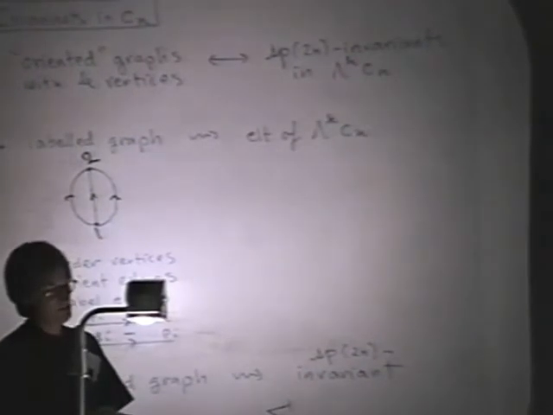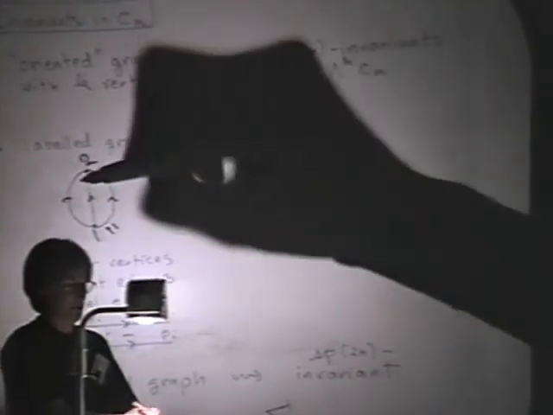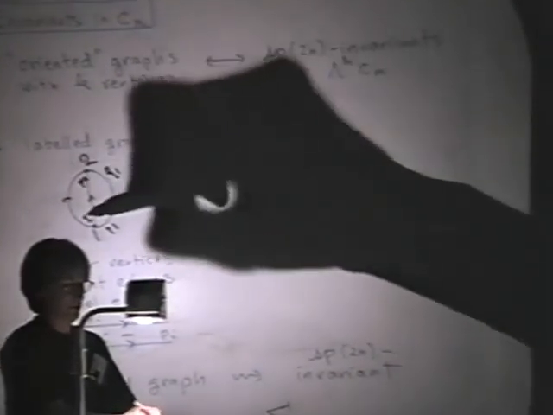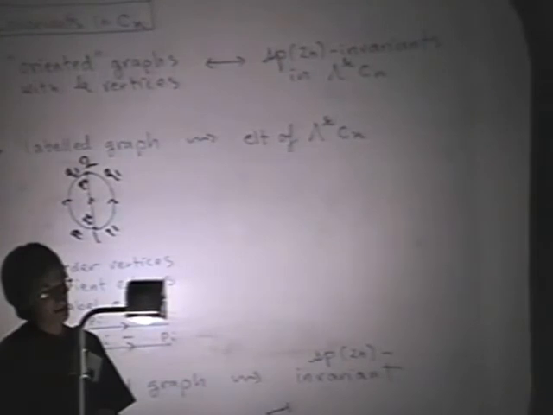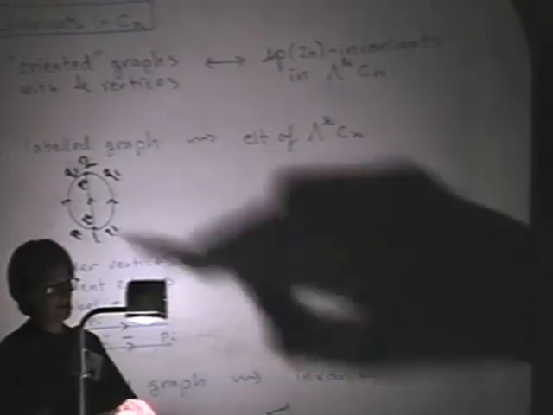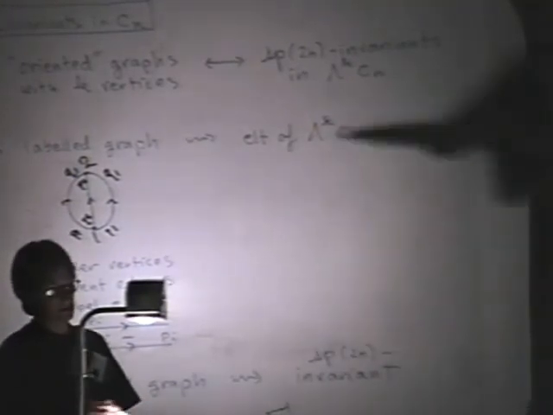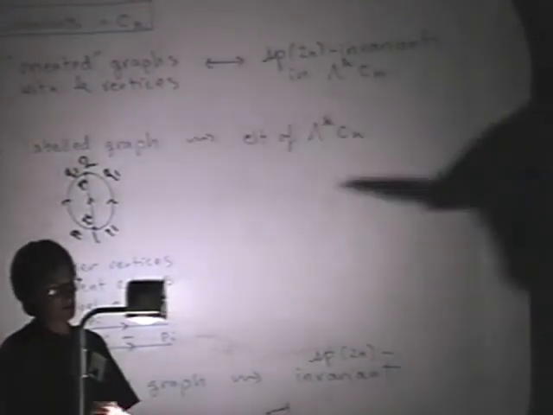And on each edge, I'm supposed to stick a p_i and a q_i. Like maybe p1, q1, p2, q2, and maybe another p1, q1. Okay, so now I have a labeled oriented graph, and I want to get a wedge product of things. Around each vertex, I have a monomial. So what I just do is, I have 2 vertices here. I'm going to get 2 monomials.